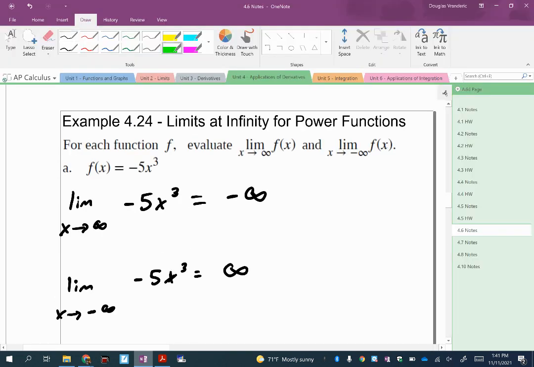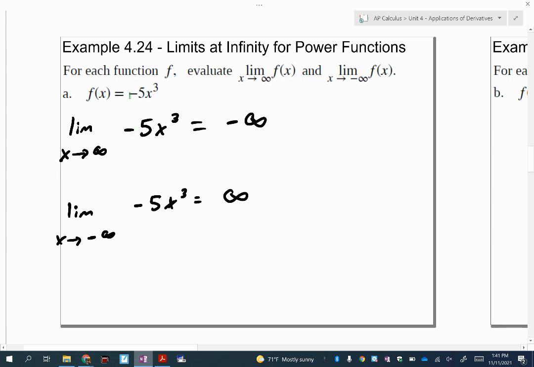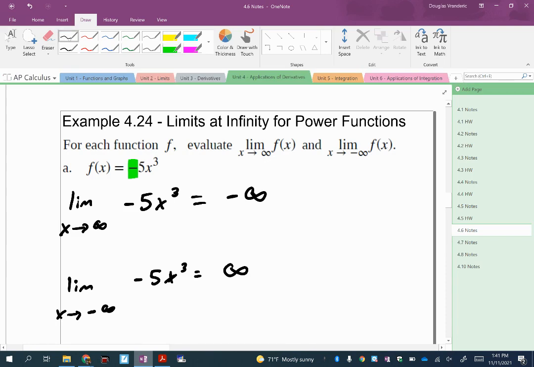The main thing that happens is because our leading coefficient is negative 5, which causes a reflection across the x-axis. So instead of looking at this with a positive leading coefficient and an odd degree, we're essentially doing this the other way. As I said, this is just a continuation or expansion of something we did in Algebra 2.